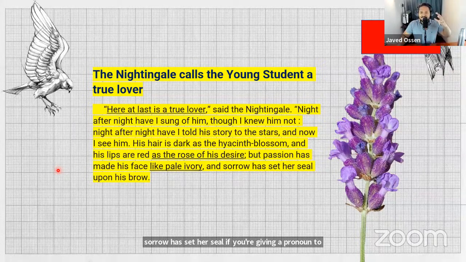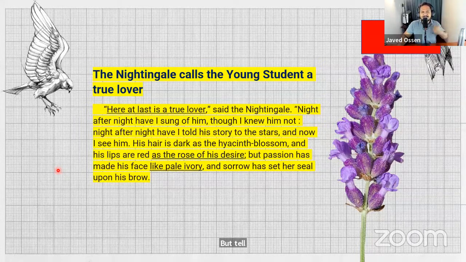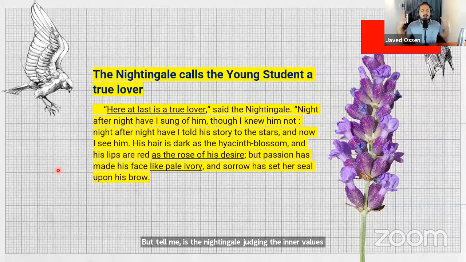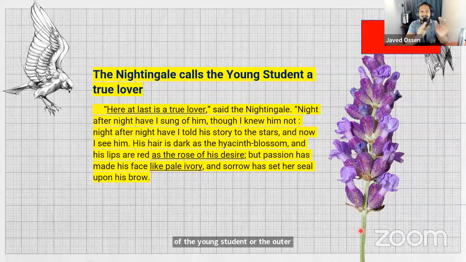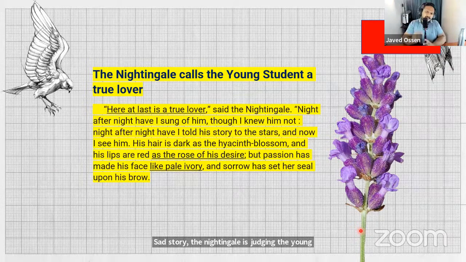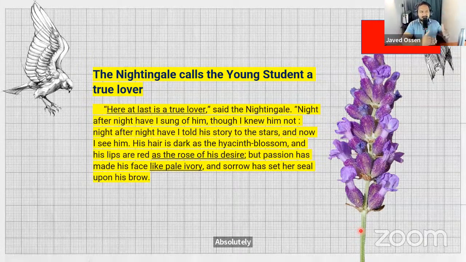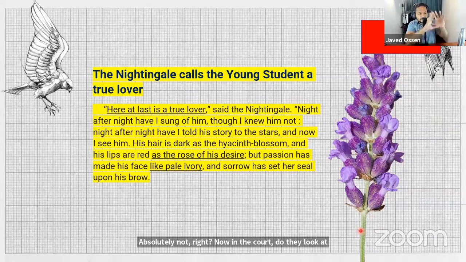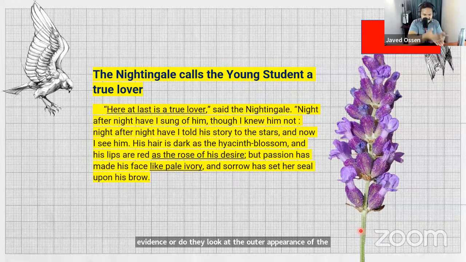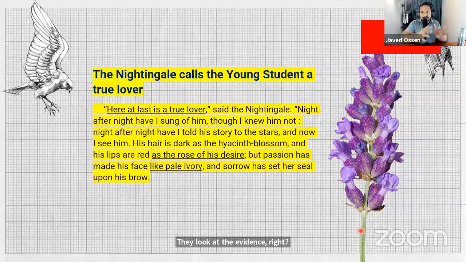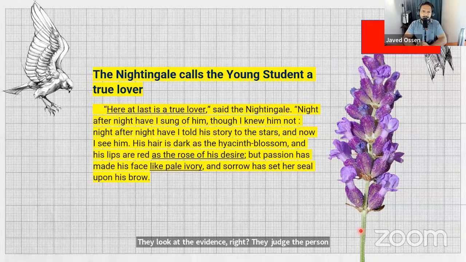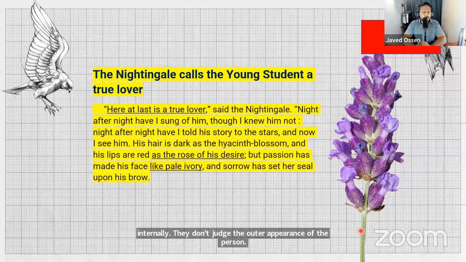But tell me, is the Nightingale judging the inner values of the young student or the outer appearance? Sad story. The Nightingale is judging the young student's outer appearance. So is that a correct way of judging someone? Absolutely not, right? Now in the court, do they look at evidence or do they look at the outer appearance of the convict? They look at the evidence, right? They judge the person internally. They don't judge the outer appearance of the person. So the Nightingale has made a huge mistake.